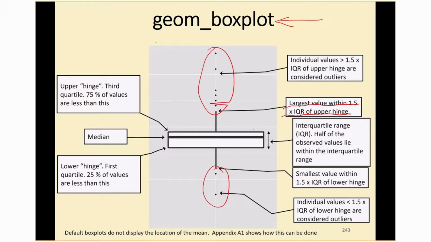So what's all this business about whiskers and outliers? The way I understand it is that if one had a normally distributed variable, then about 95% of the values would lie within here, and the remaining 5% might be considered outliers, and they would be represented as dots.